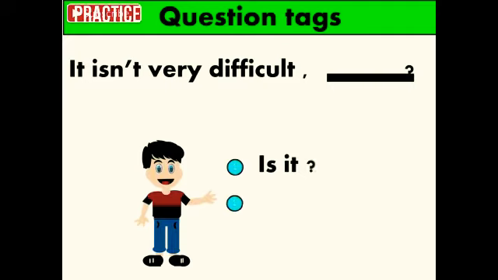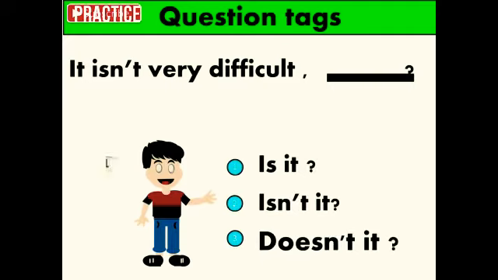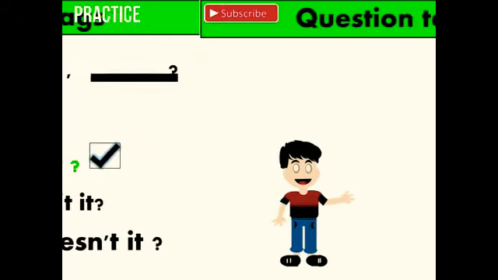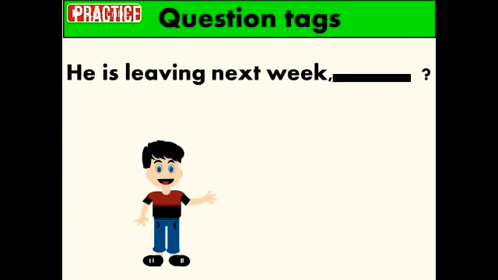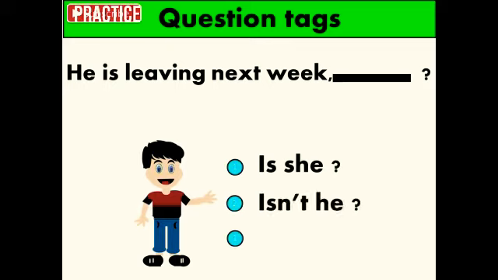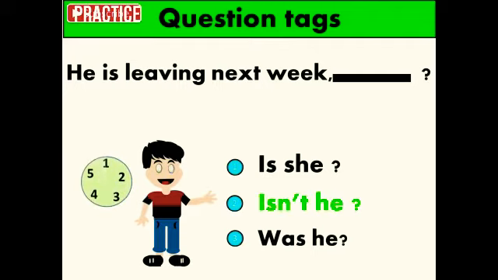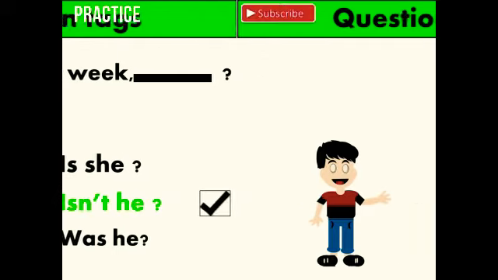The next statement we have is a negative statement, so we have to put a positive tag here. Isn't it and doesn't it are negative tags. So we'll put is it here. Yes, correct. Next we have, he is leaving next week. Is she? The subject is he, so isn't he is the correct option.